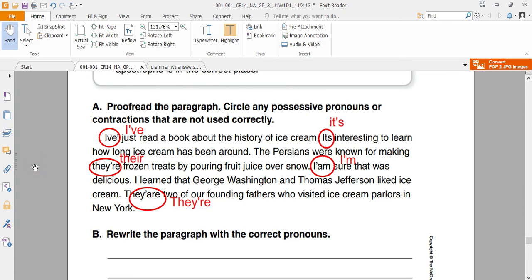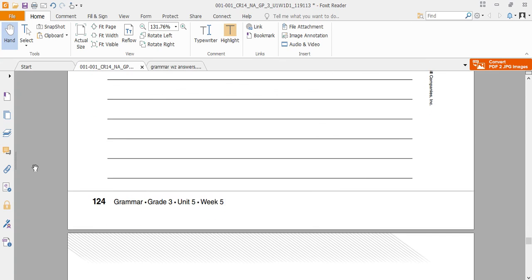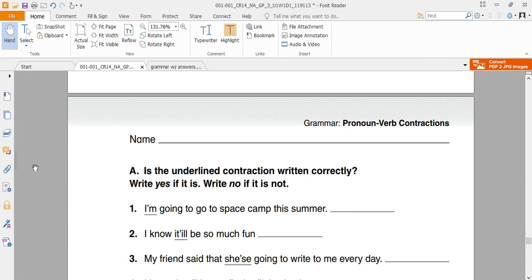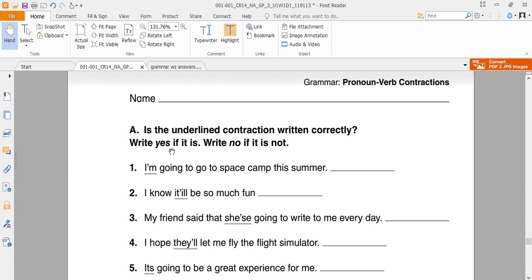So now it's time to write this paragraph. You can write it with the correct words. 125 is your homework. You have to write down whether the underlined word is a contraction or not. If the underlined contraction is written correctly, write yes. If it is not correct, write no. Very simple homework. We finished our class. Thank you so much.